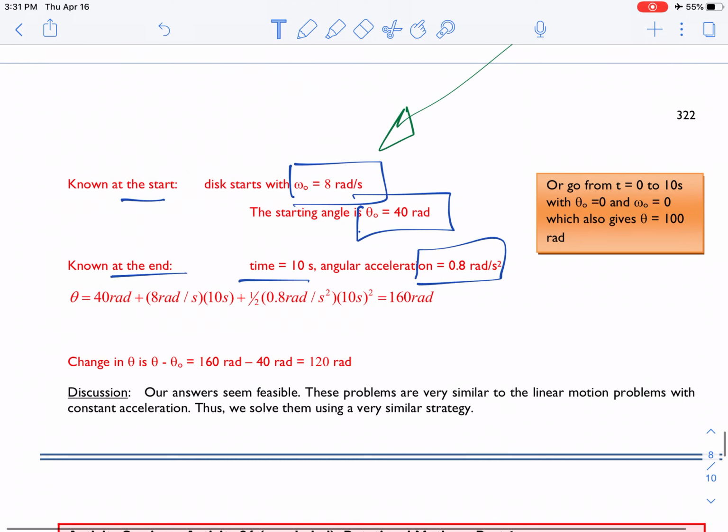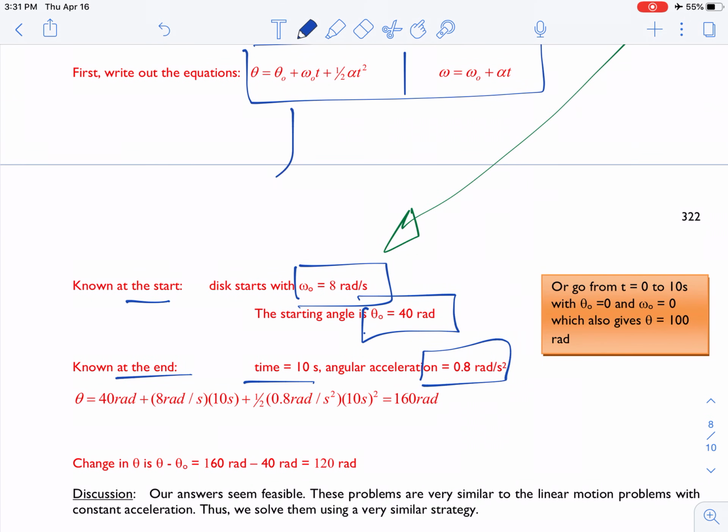So when you rewrite this equation here, the first one, this is what you get. Theta equals 40 radians plus 8 radians per second times 10 seconds plus 1/2 times 0.8 radians per second squared times 10 seconds, the whole thing squared. And that gives you 160 radians, okay?